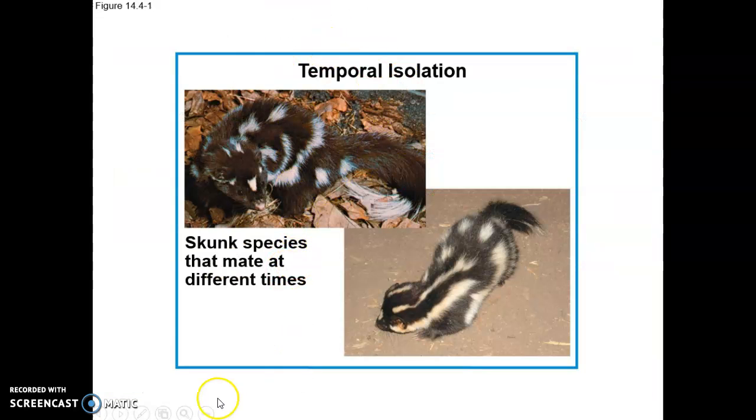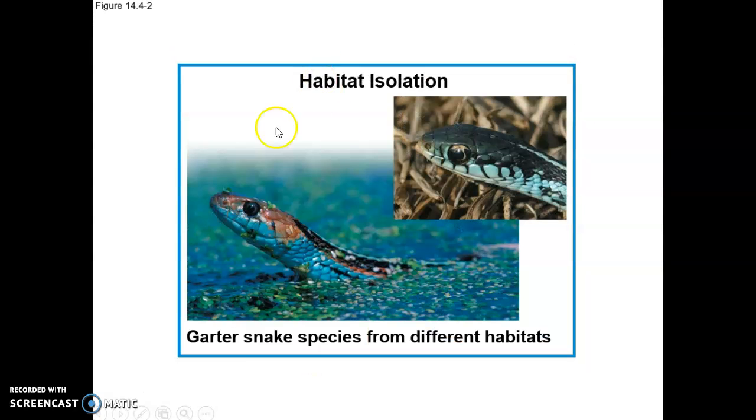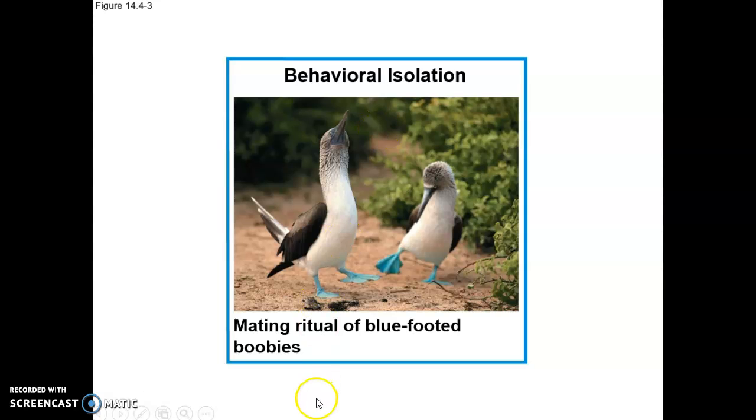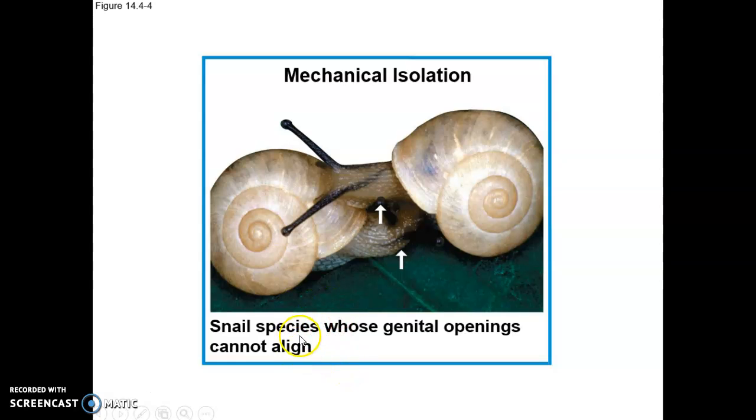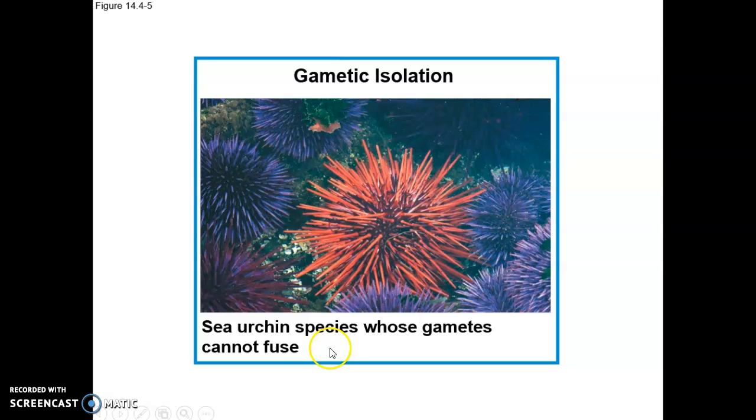So temporal isolation, skunk species that mate at different times will not be able to mate with each other. Garter snake species from different habitats don't come into contact with each other. Mating rituals of blue-footed boobies, but there are many examples in nature of mating rituals that will prevent reproduction. Mechanical isolation, snail species whose genital openings do not align. Gametic isolation, sea urchin species whose gametes simply cannot fuse, even if they come into contact with each other. Okay, all pre-zygotic reproductive barriers.